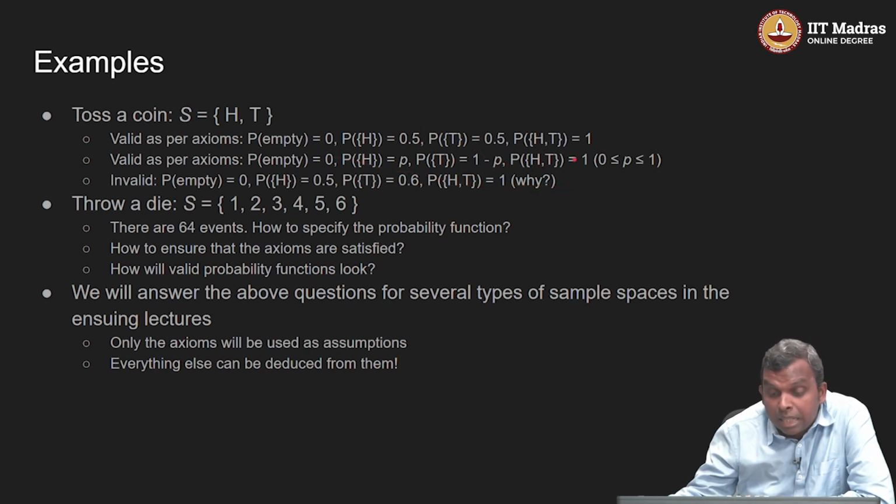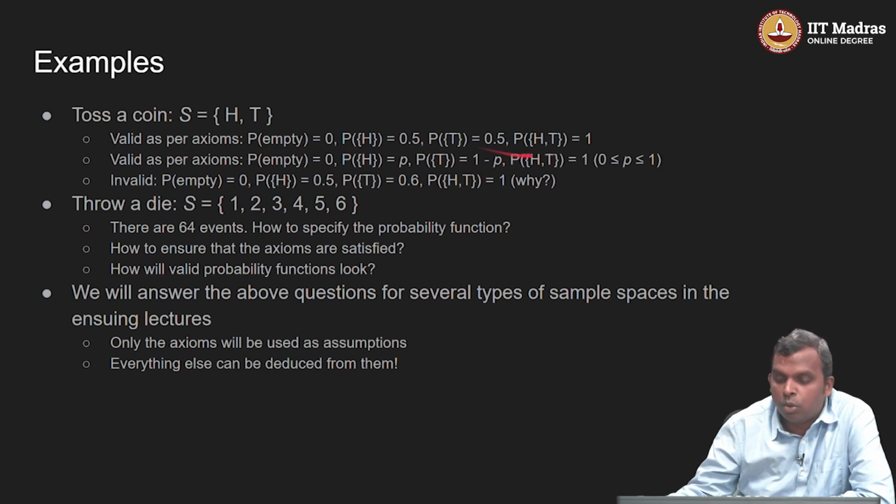This is another probability function on the same sample space and same events. There are 4 events, and this also is a valid probability function. You can do this quick check: P of h plus P of t should be equal to P of {h, t}, right? So that we know from the second axiom. The second axiom is satisfied. P plus 1 minus p, you add these two, you get 1. Of course it has to assign a value between 0 and 1.